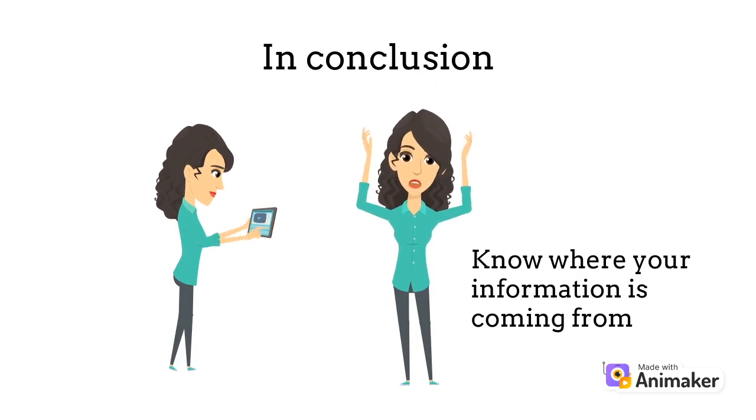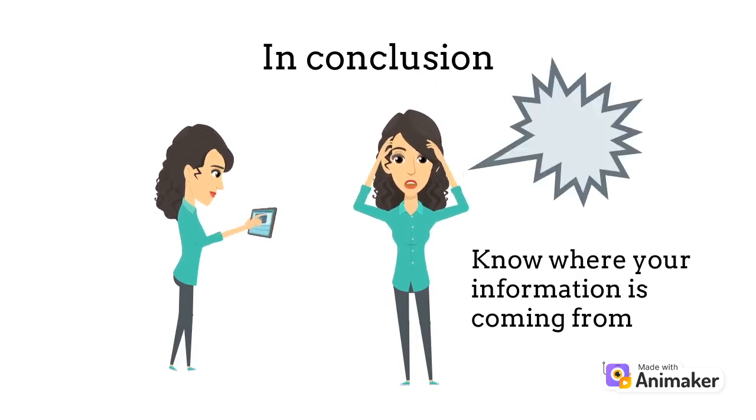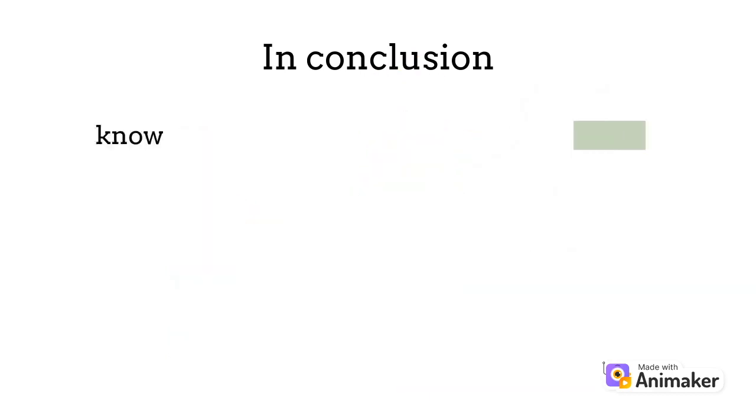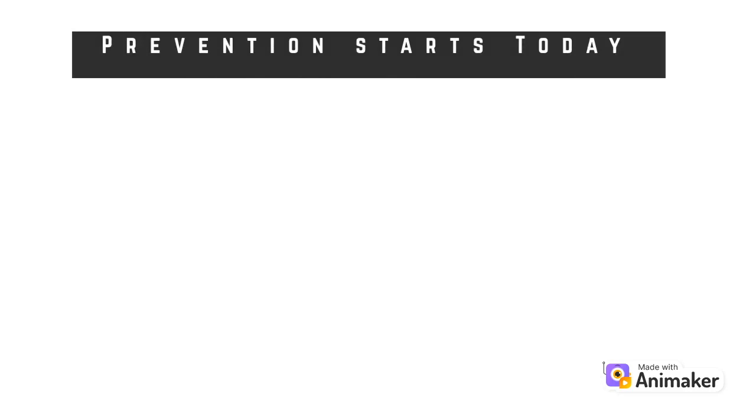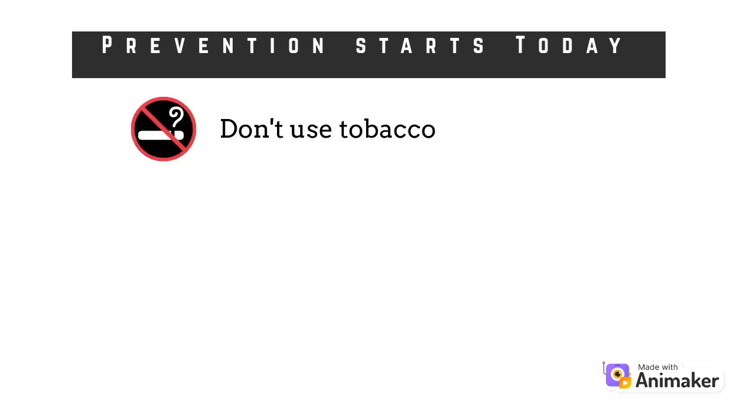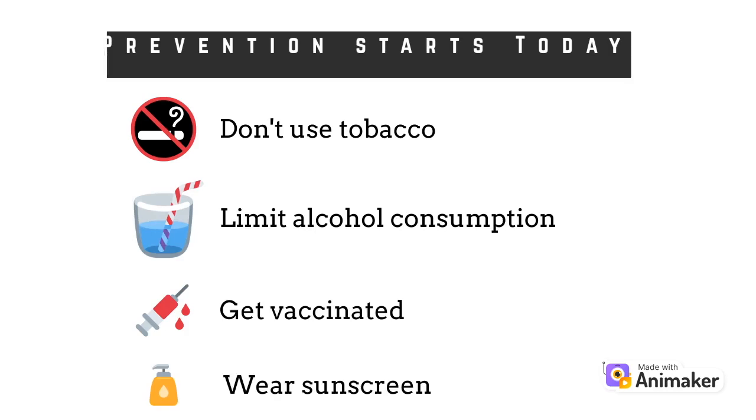People like to make strong claims: avoid this, avoid that. But there is research done all the time to tell us what we do and don't know, and it's important to look out for both. Lastly, prevention starts today. This can range from avoiding the product altogether, to limiting exposure, to simply being safe around it and understanding what it is. Don't use tobacco, limit alcohol consumption, get vaccinated, wear sunscreen, and the rest is up to you.